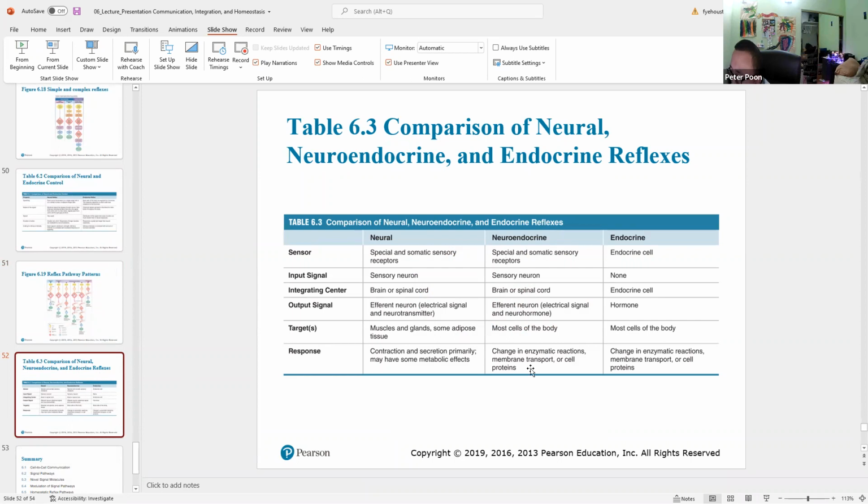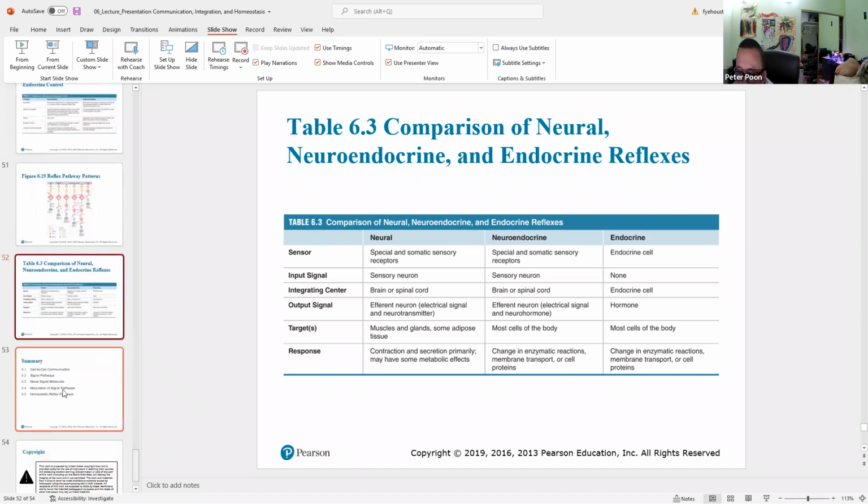Where the neuroendocrine actually works the most is the hypothalamus. All right, hopefully that all makes sense to you guys. But make sure you're aware of the neural and the endocrine pathway and how they work. All right, end of this little chapter.